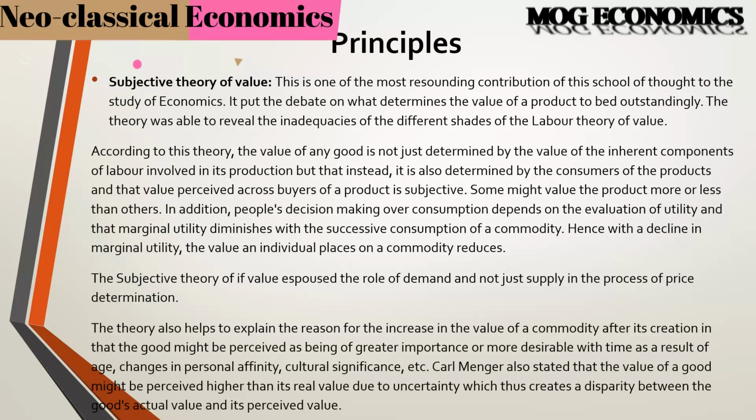Carl Menger also stated that the value of a good might be perceived higher than its real value due to uncertainty, which creates a disparity between the good's actual value and its perceived value. So when you're uncertain about something, you might wrongfully estimate the value of that thing. There are times when you buy something and you're like, oh, this is an incredible product, and then by the time you get it, you're like, oh wow, what's this crap? It's just crap. That's the difference between what I ordered and what I got.